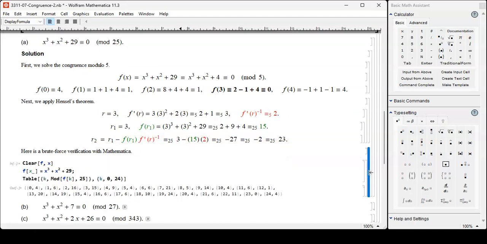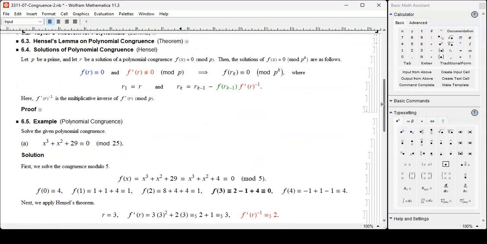By the way, here's the verification by Mathematica. Here I'm trying all possibilities, all 25 entries, k running from 0 to 24, and I'm calculating modulo, so the mod operation, f of k mod 25. So the remainder of f of k when divided by 25. And that's 0 when k is 23 right here. We have a unique solution here.